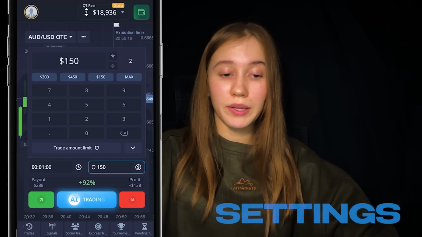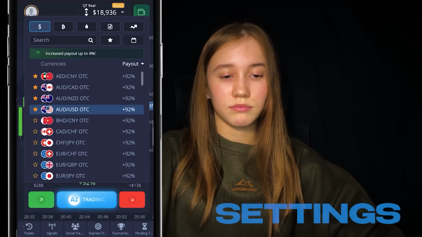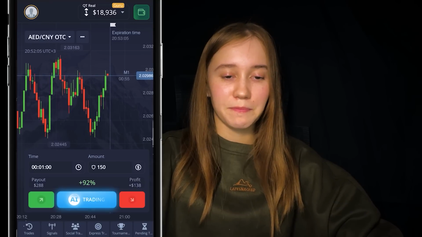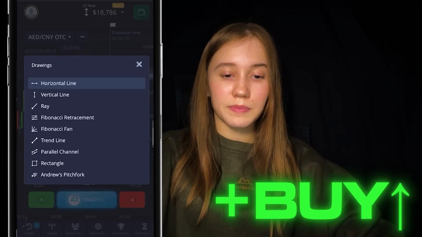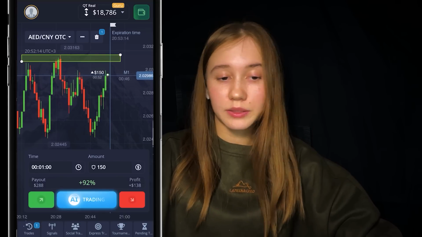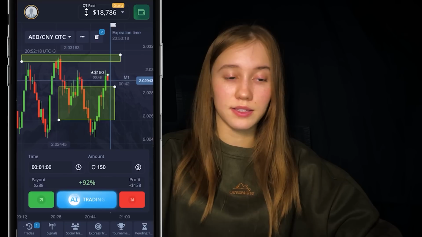Deal amount $150 and 1 minute time frame. For the first consequence, we see an up deal here, and we start analyzing our technical analysis.